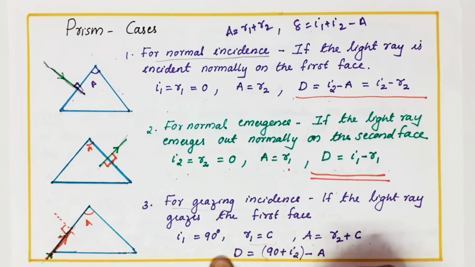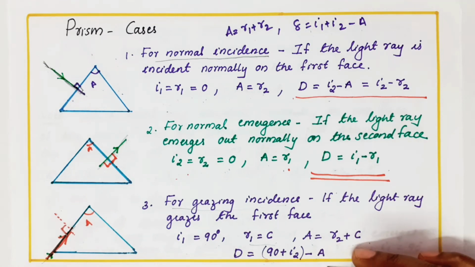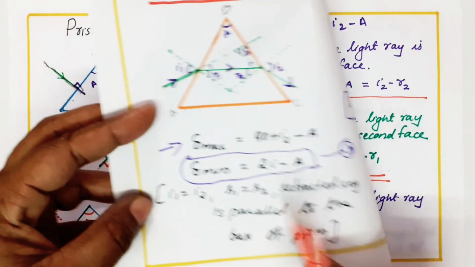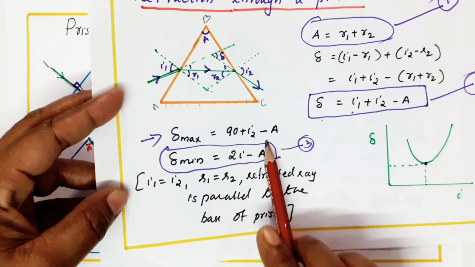Therefore, the deviation I can write as 90 plus I2 minus A. We already discussed that this is called the maximum deviation.